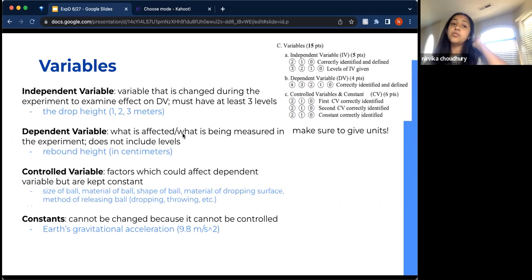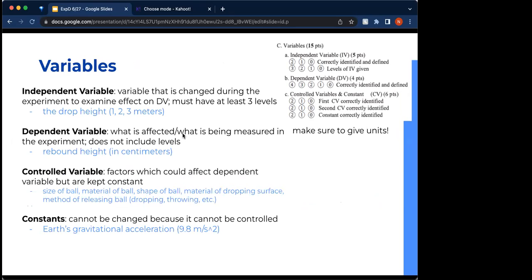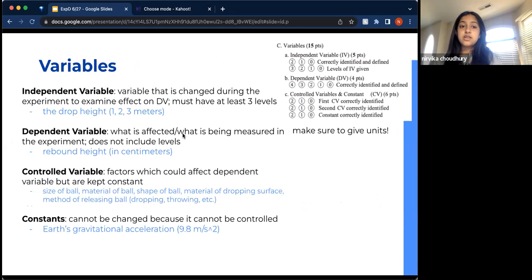So next thing is variables. The independent variable is the variable that is changed during the experiment to examine the effect on the dependent variable. We must have 3 levels, and in our experiment, the drop heights of 1 meter, 2 meters, and 3 meters would be your 3 levels. Your dependent variable is what is affected or what is being measured in the experiment. This does not include levels because something is being affected, so it's just one thing. And notice how the independent variable and the dependent variable each have units. Units are very important for both.